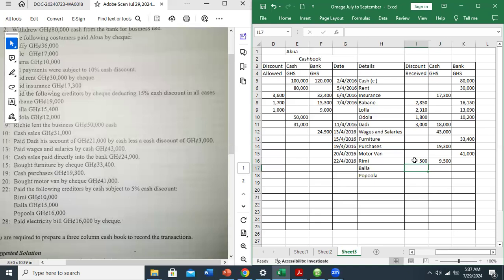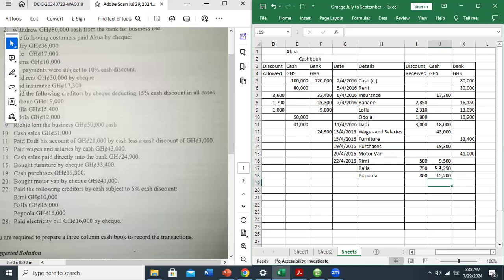Then we have for Bala 15,000. 5% on 15,000. I think that should be 750. So what will be the net figure? 14,250 as the net. Then finally, the 16,000. That should be 800, right? So please confirm my figures for me.